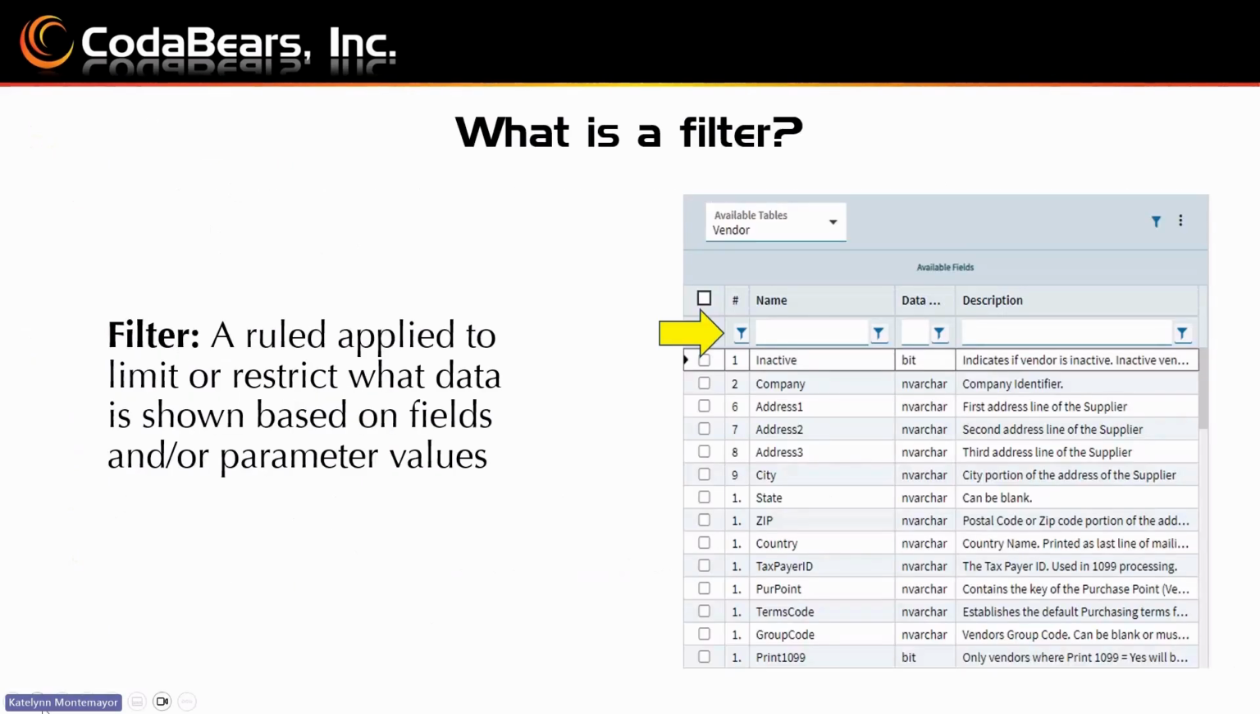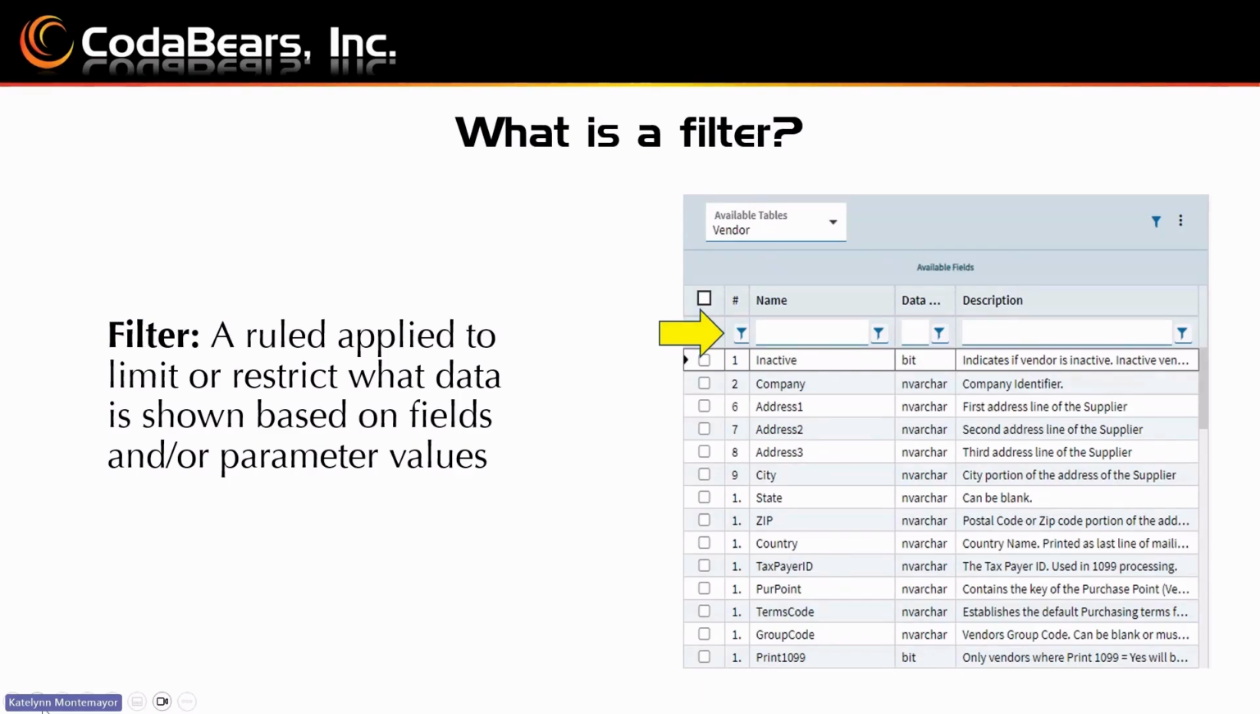So we can just get started with what exactly is a filter. A filter is going to be a rule applied to limit or restrict what data is shown based on fields and/or parameter values. This is what you usually see when you're opening any grid now in the Kinetic screens. They have all these little filters that you're able to filter the data on. And I'll get into the difference between filters and parameters, but that is what I consider a filter.